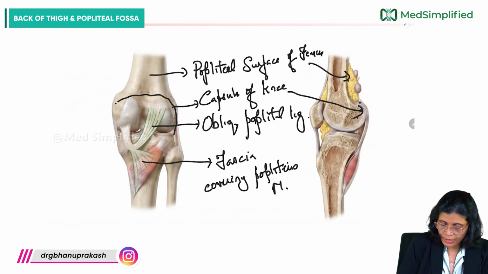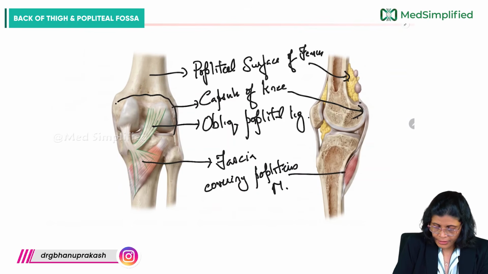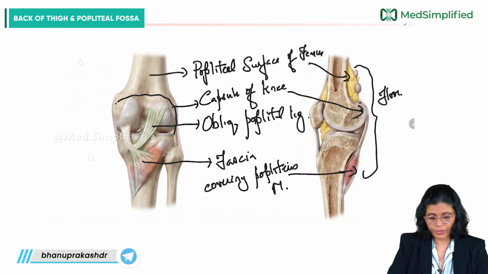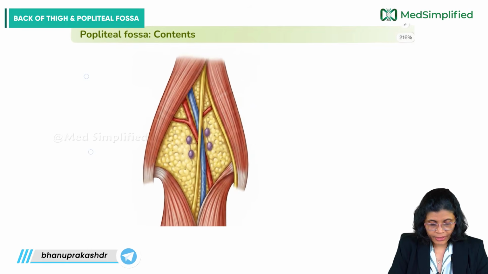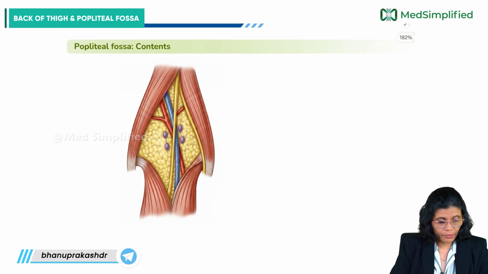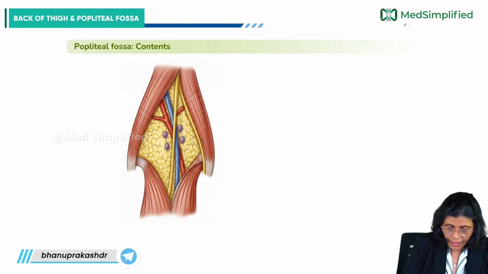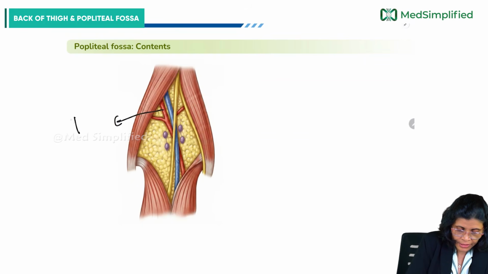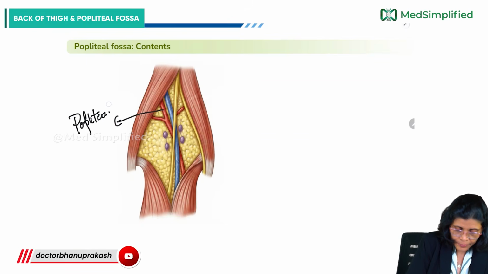Okay, this is fascia covering the popliteus, so we can see it here. So these structures from here to here will be forming the floor of the popliteal fossa. Next, coming to the contents. The contents of the popliteal fossa here mainly are the popliteal artery and its branches.